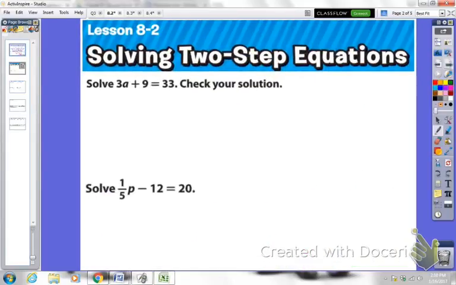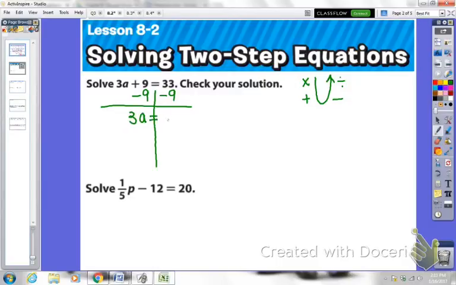Alright, so solving two-step equations and check our solution. Again, I'm going to draw the line down from equals to separate the left and the right. 3a is multiplication, plus 9 is addition. So first is multiplying, then we were adding. To undo those operations, we're going to use subtraction and then division. So I'm going to take away 9 from both sides first. 3a is equal to 24. Divide both sides by 3, and a is equal to 8.